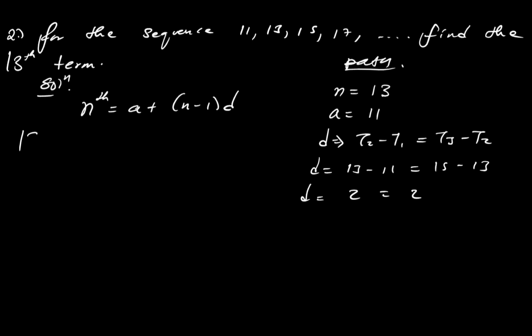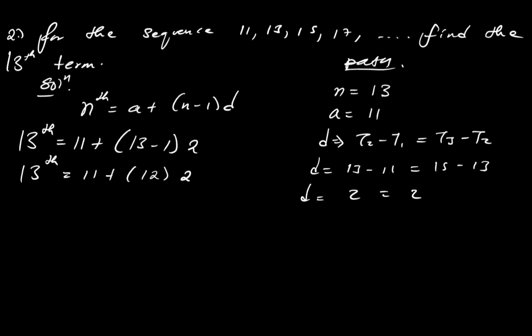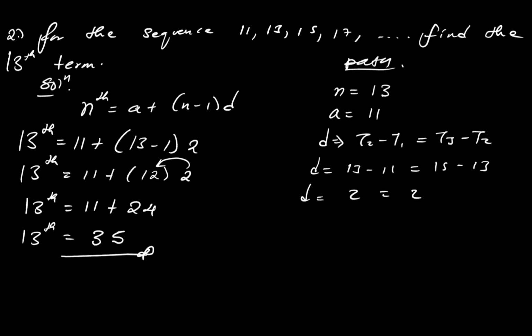So you say that the 13th term is equal to the first term 11 plus the value of n, which is 13, minus 1, and the common difference, which is practically 2. So the 13th is equal to 11 plus, what is 13 minus 1? That will give you 12 times 2. 2 multiplying 12, you have the 13th term being equal to 11 plus 24. All we need to do next is literally just add the two values and we'll get 35 as the 13th term.